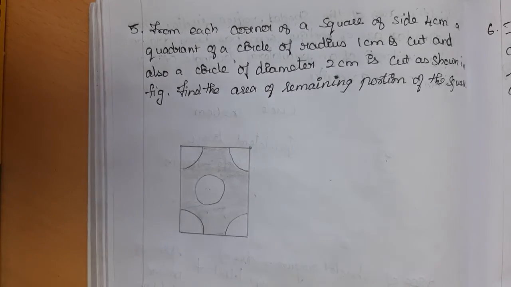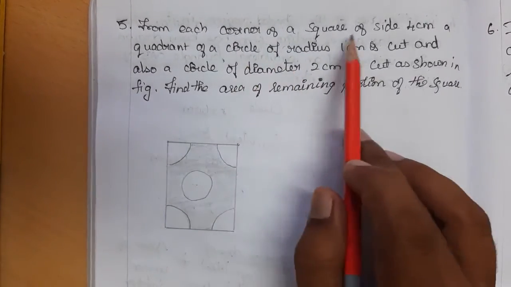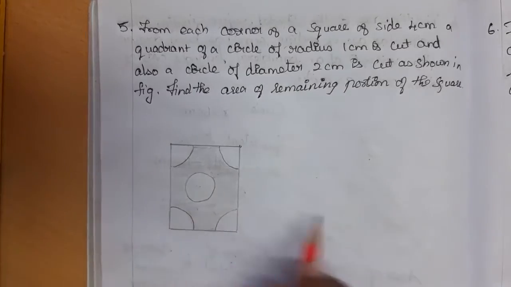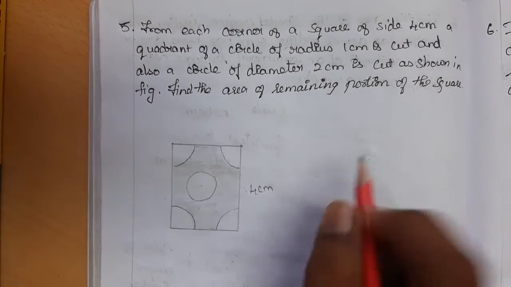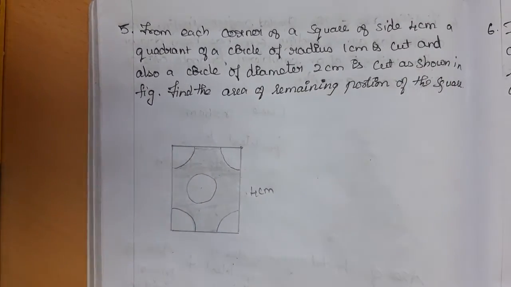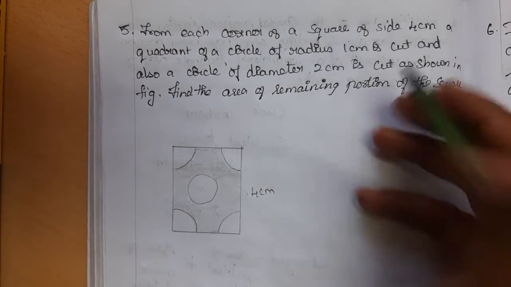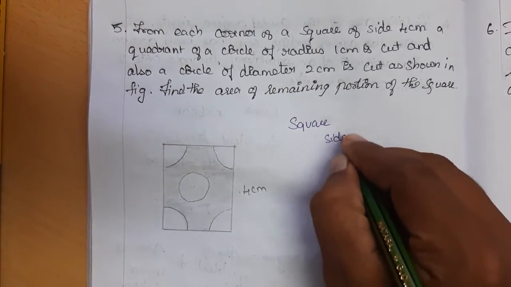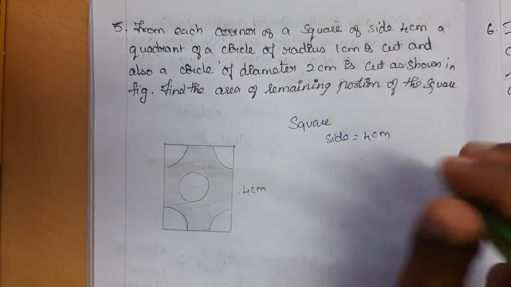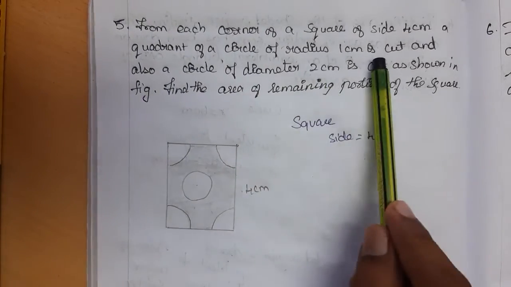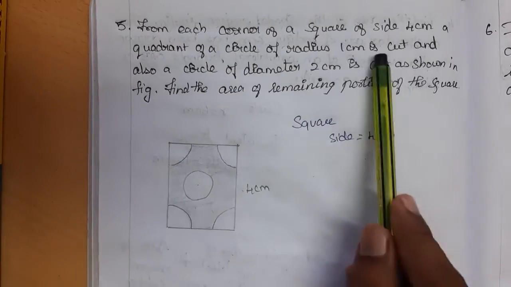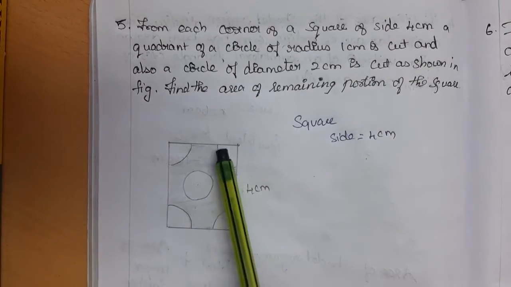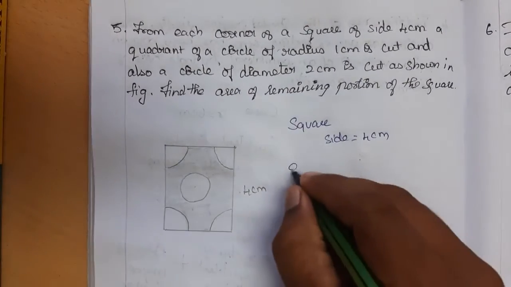Students, here we go for the next problem. From each corner of a square of side 4 centimeter. So the square side is 4 centimeter. Let me write. Square side is equal to 4 centimeter. A quadrant of a circle of radius 1 centimeter. So a quadrant of a circle is cut. So how many quadrants are there? 1, 2, 3, 4, right?